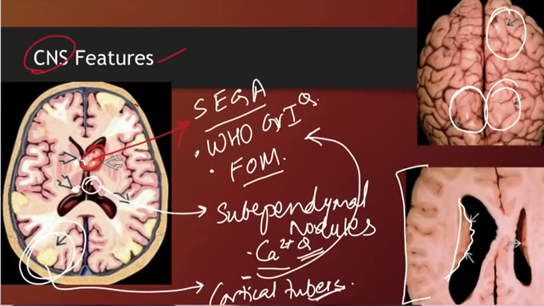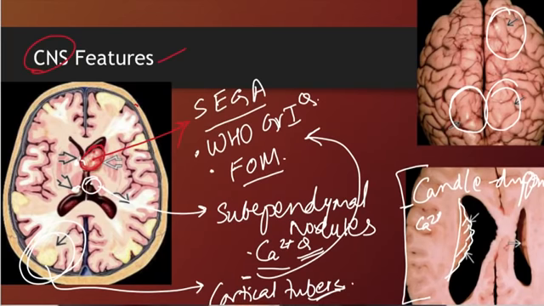One more named appearance you need to remember is candle dripping appearance, which is given to the subependymal nodules. Candle dripping appearance or candle dripping calcification is the name given to these subependymal nodules, which will calcify and appear like candle wax.